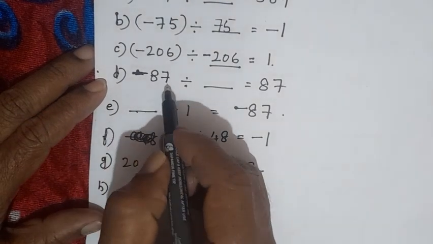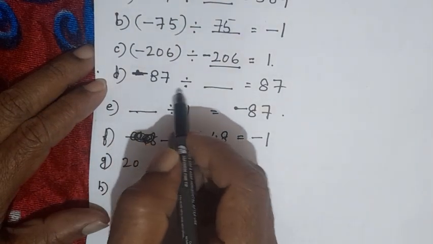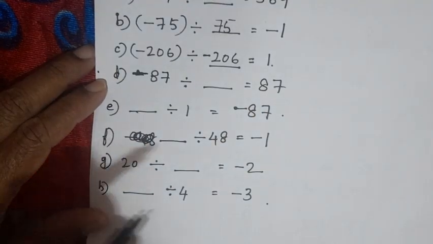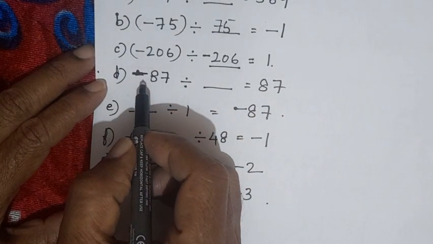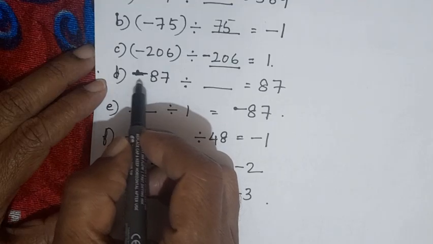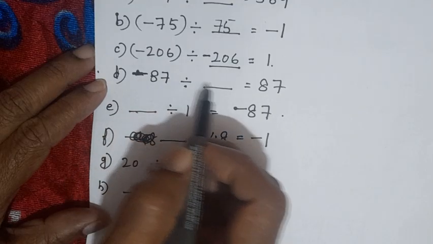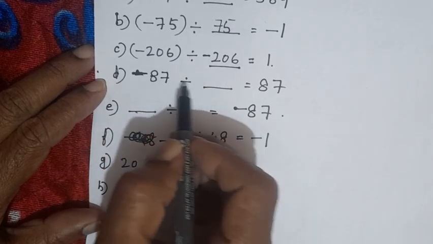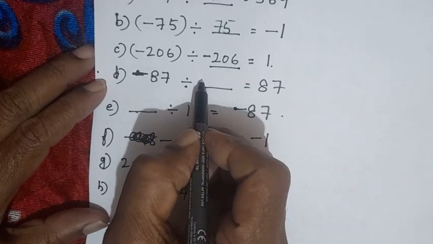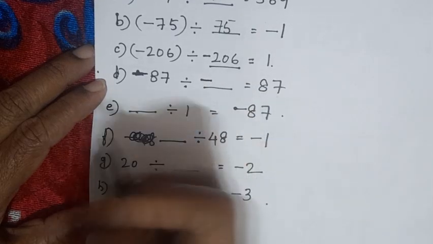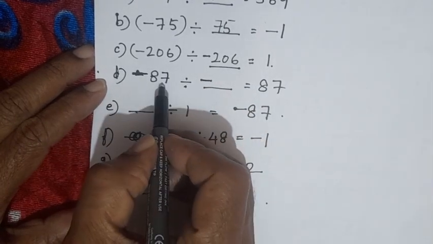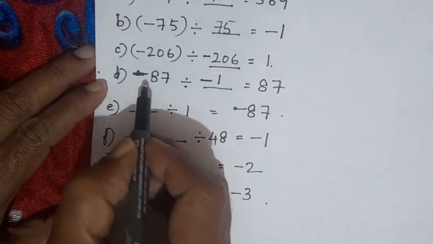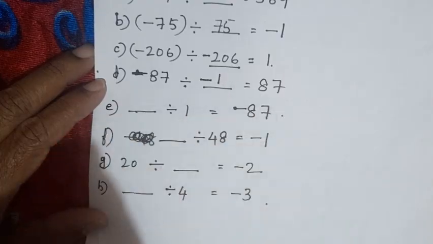The next one, minus 87 divided by dash is equal to 87. So here in the question you have minus 87 divided by dash is equal to 87. Here this negative integer should be divided by a negative integer to get a positive integer. So now to get 87 you have to divide it by 1. So minus 87 divided by 1 is equal to 87.